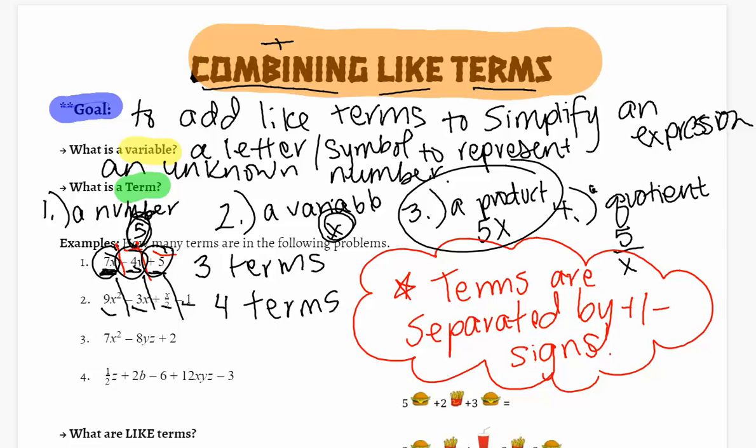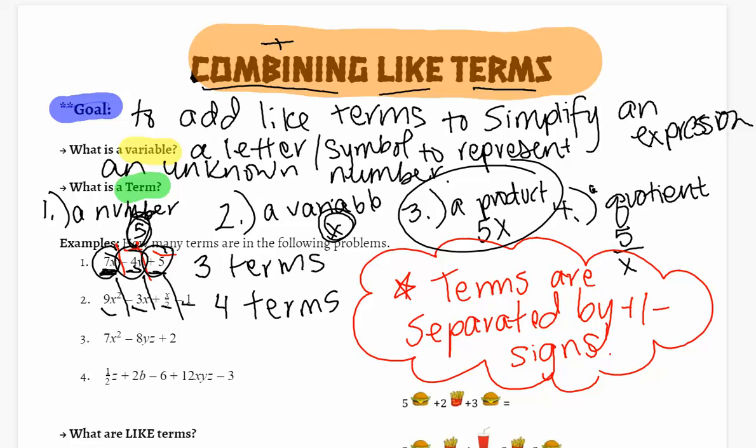So 9x squared is still a product because it's 9 times x squared. Negative 3x is a product because it's negative 3 times x. This fraction, x over 2, is a quotient, x divided by 2. And negative 1 would be considered a number.